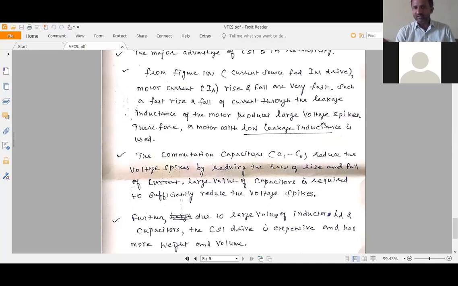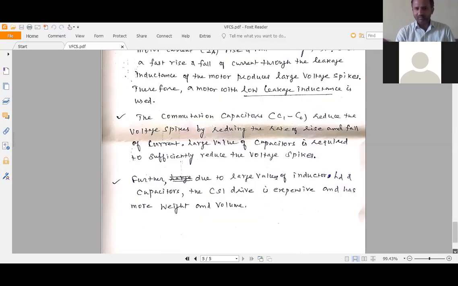Here we have the leakage inductance that we have used in the circuit diagram as LD. Further, due to the large values of inductor LD and capacitors, the current source inverter drive is expensive. If the values of the inductor and capacitors are very high, the circuit may be expensive and has more weight and volume.